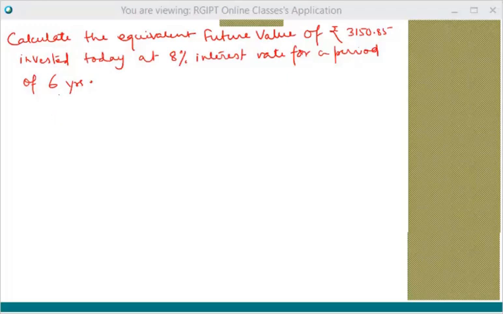Did you get that question? Quickly calculate it. You have already given me one answer, that is rupees 5,000. Is it the answer for everyone? Okay, so everybody is getting rupees 5,000. So I guess that's the right answer.